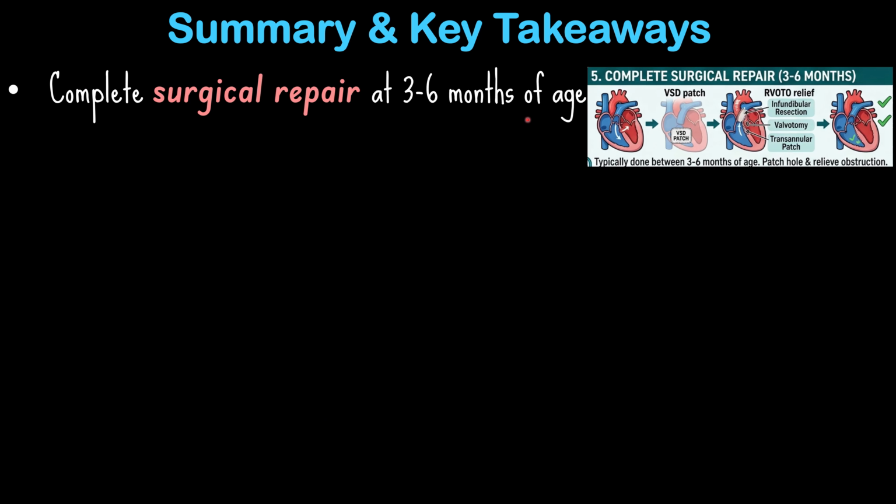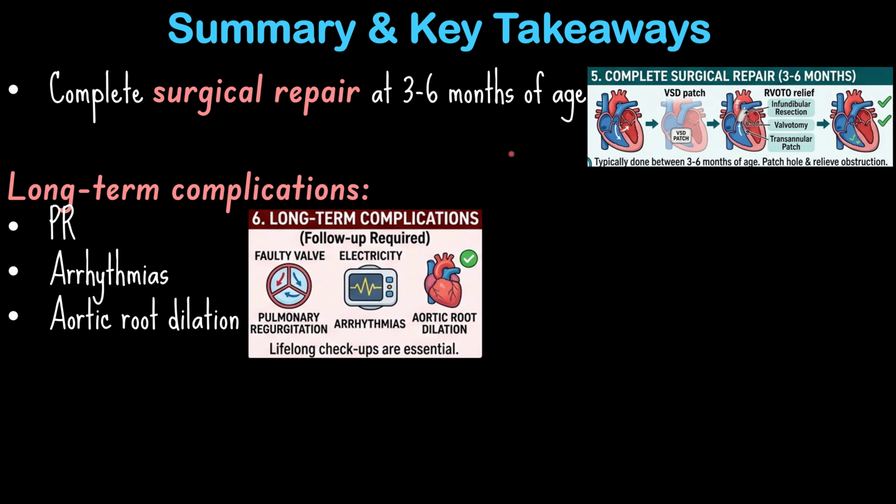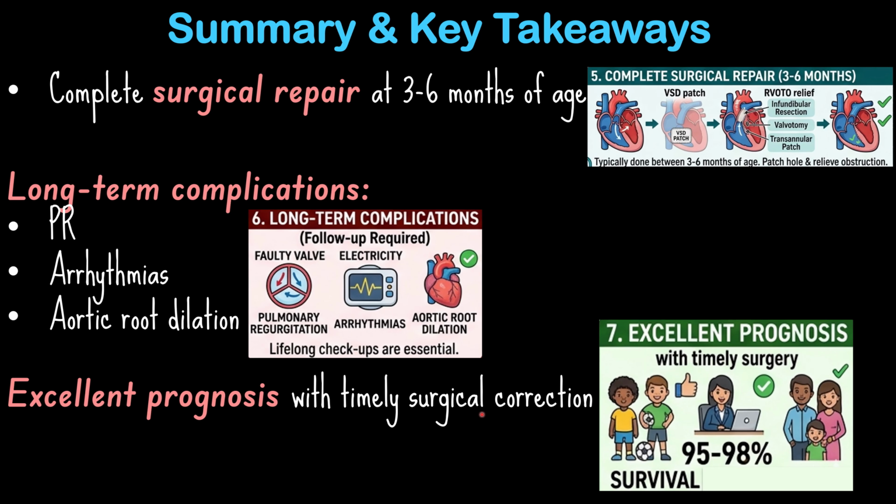Complete surgical repair is performed between 3 and 6 months of age. Long-term complications include pulmonary regurgitation, arrhythmias, and aortic root dilation. With timely surgical correction, the prognosis is excellent.